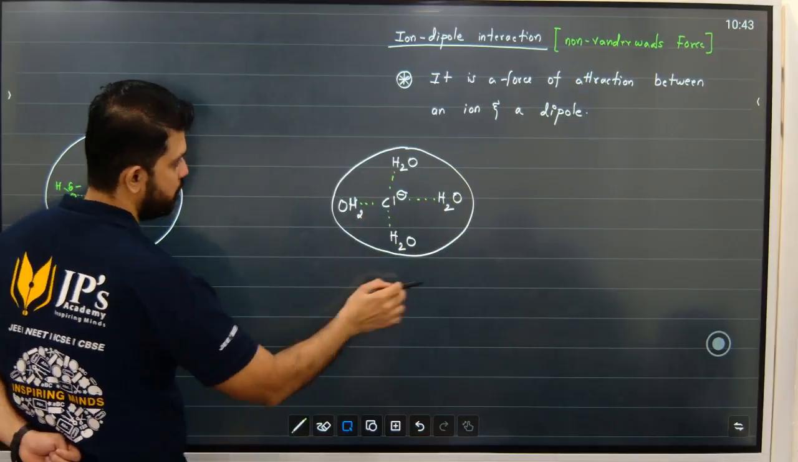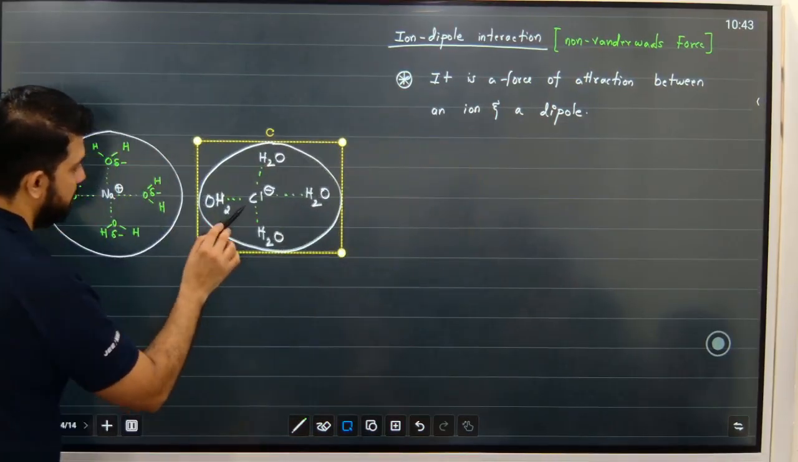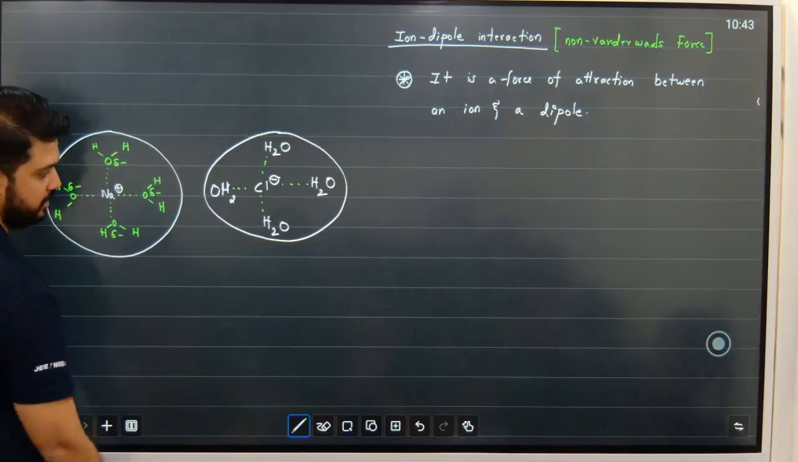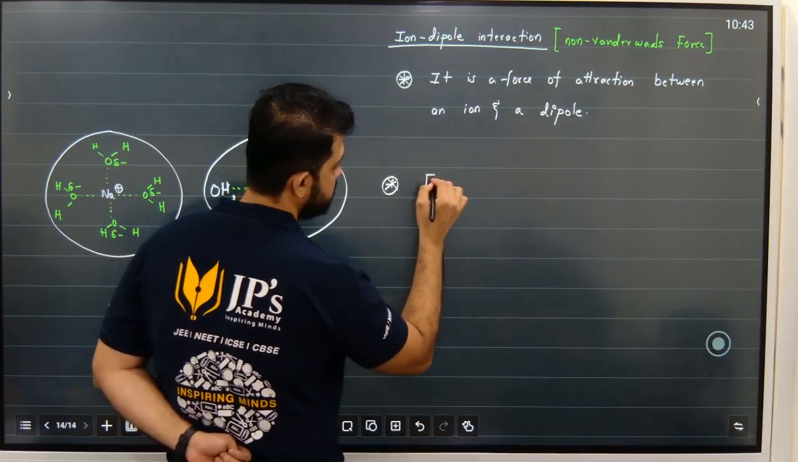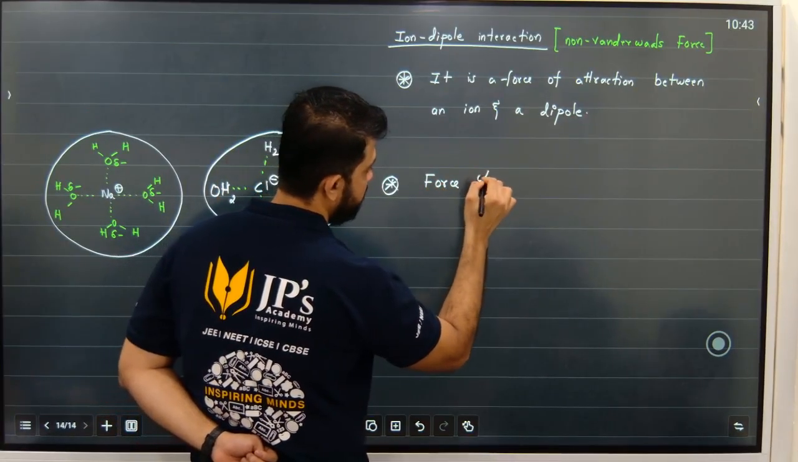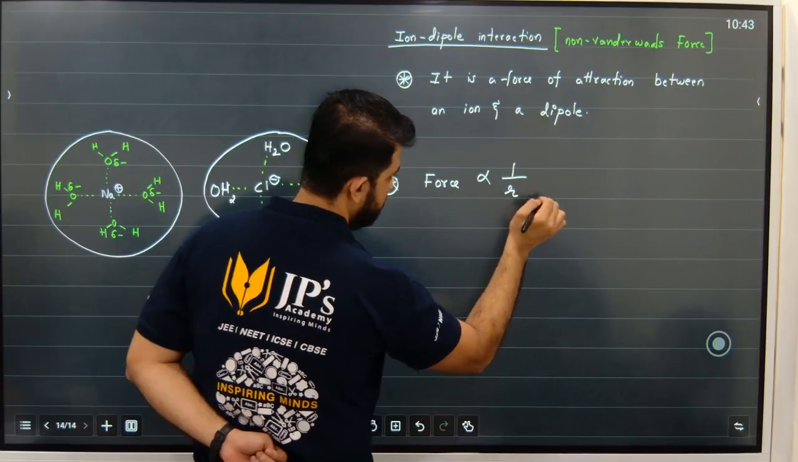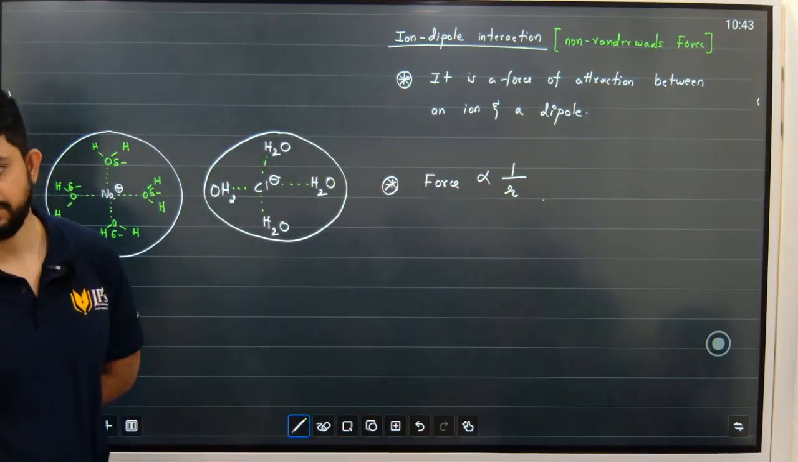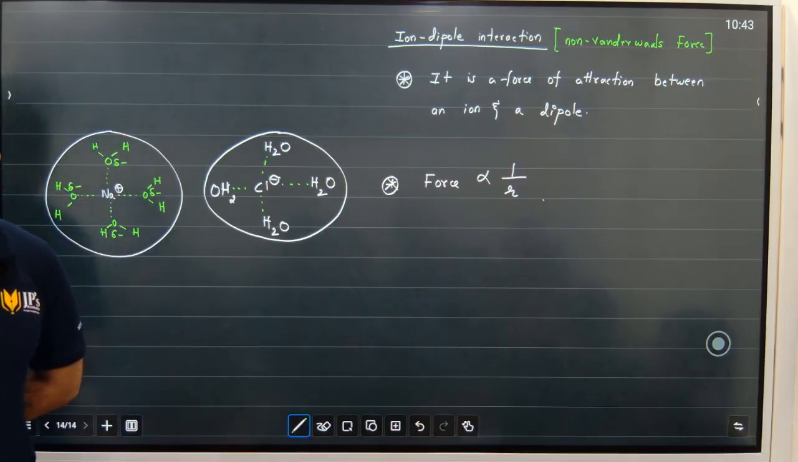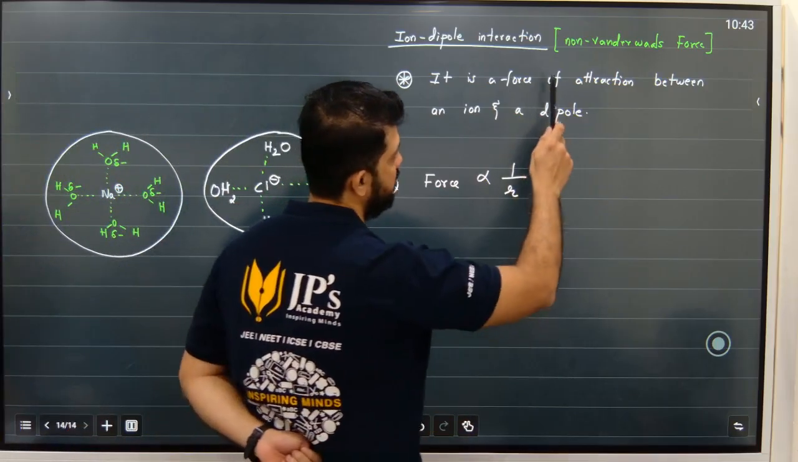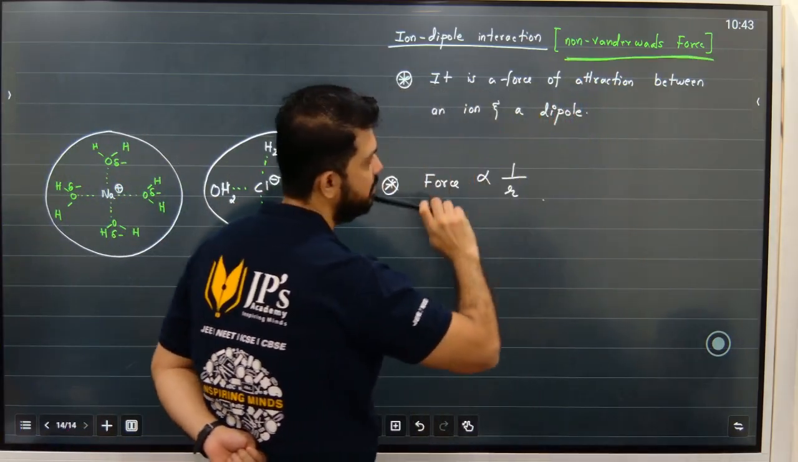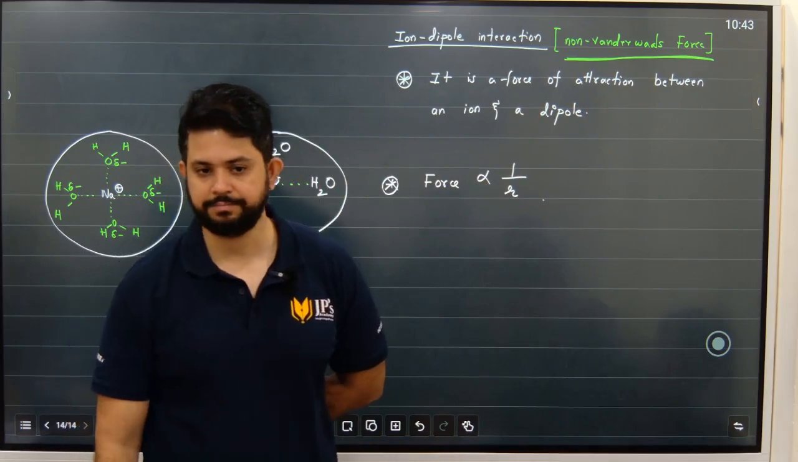This force is called ion-dipole interaction. And in ion-dipole interaction, the force is inversely proportional to the distance between the interacting ion and dipole. This is, however, student, a non-van der Waals force. But since we are studying all the forces together, we can simply add this.